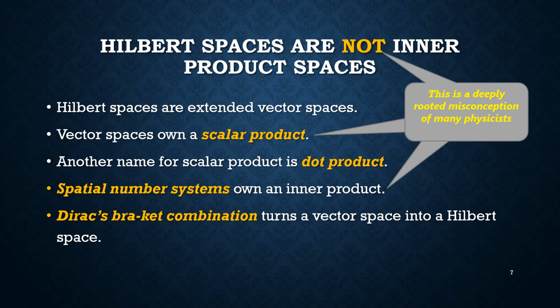Hilbert spaces are extended vector spaces. Vector spaces own a scalar product. Another name for scalar product is dot product. Spatial number systems own an inner product. Dirac's bracket combination turns a vector space into a Hilbert space. This is a deeply rooted misconception of many physicists.